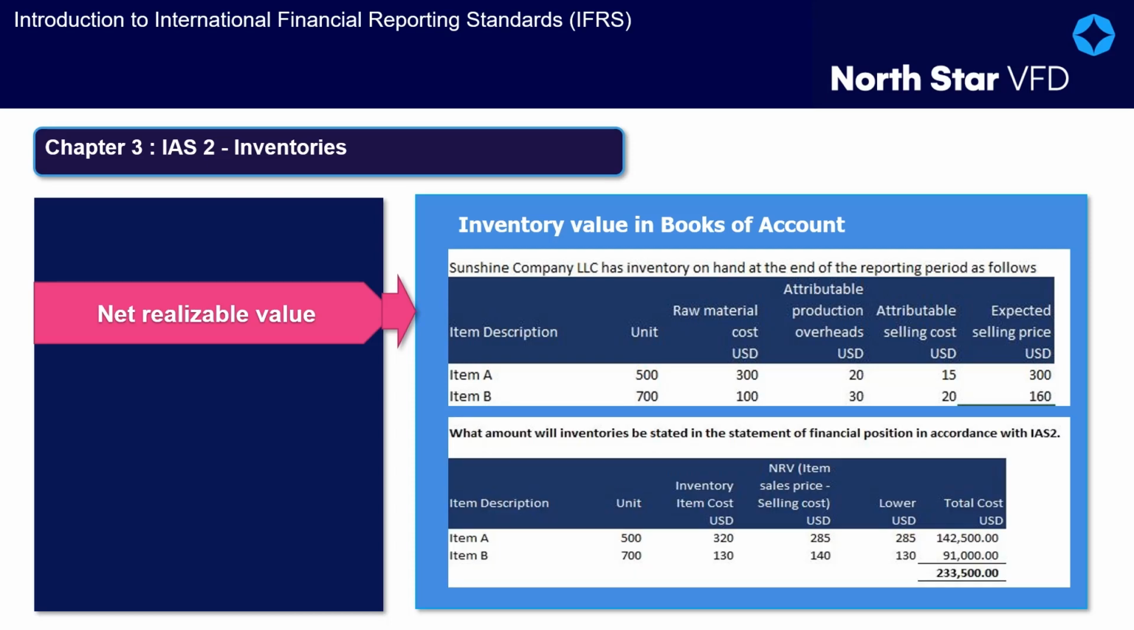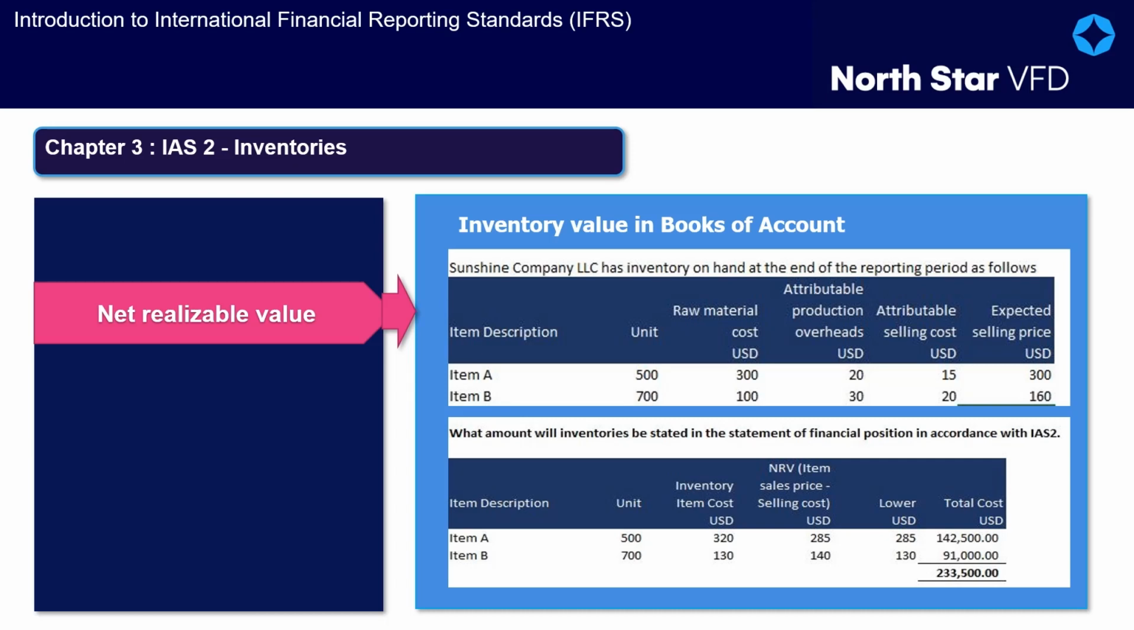Now, please note on the screen the statement of inventory value computed for presentation by Messrs. Sunshine Company at the end of the reporting period. A quick recap: net realizable value is the estimated selling price in the ordinary course of business less the estimated costs of completion and the estimated costs necessary to make the sale. According to IAS 2, inventory shall be measured at the lower of cost and net realizable value. An assessment is made of net realizable value of inventory in each reporting period.